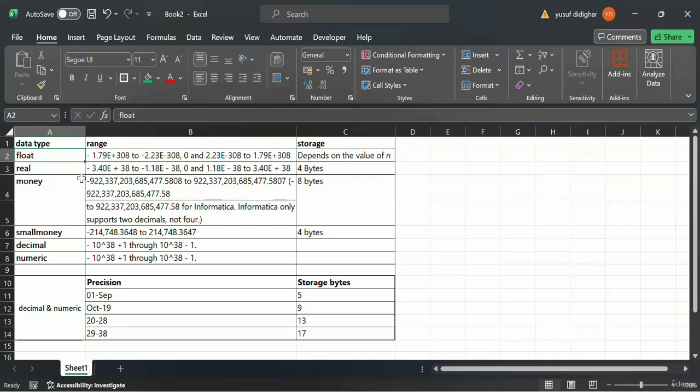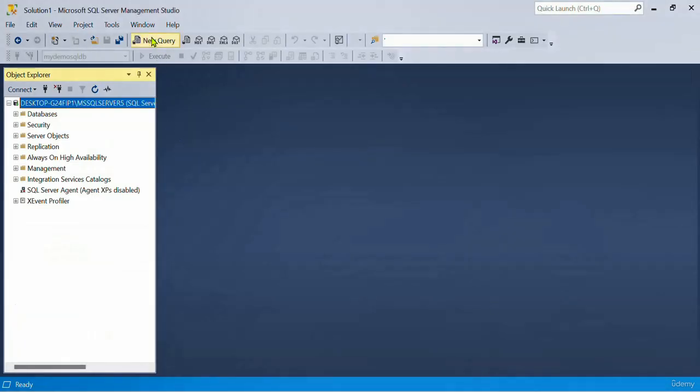Now, apart from these, the last two are something that I want to explain to you: decimal and numeric. The range is from minus 10 raised to 38 to 10 raised to 38. What this means is you can have up to 38 digits in this particular number for both decimal and numeric. We also have to understand two important things. One is precision and the other is called scale. So when you specify data types like decimal and numeric, let us come back to SQL and understand.